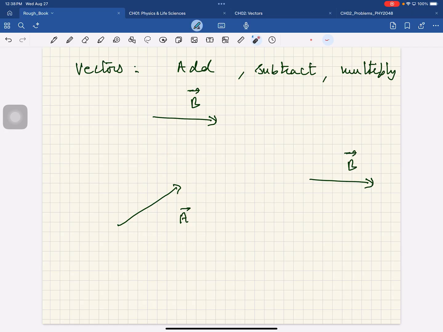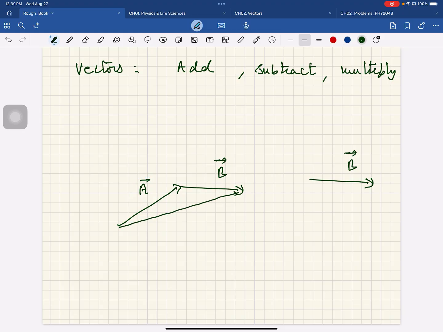All right, what I'm going to show you is how to add two vectors. Here's the vector A, and what we'll do is take this vector and bring the tail of that vector over here. And here's the sum of the two vectors. That's how you add two vectors. Very easy.